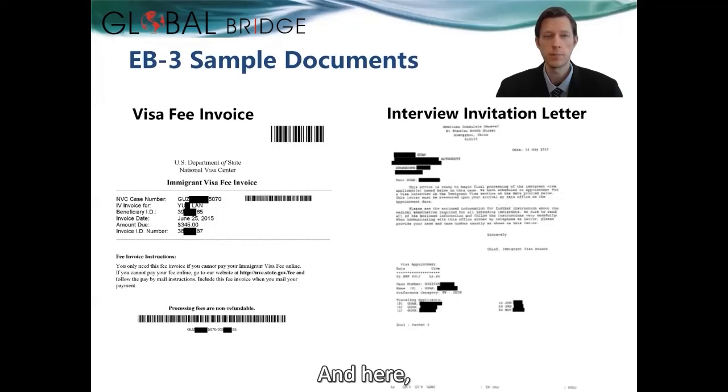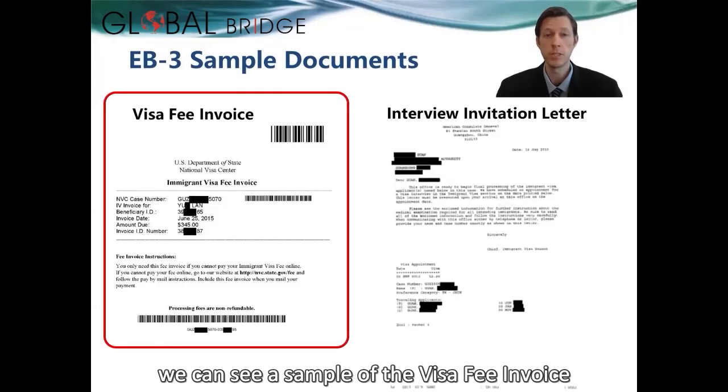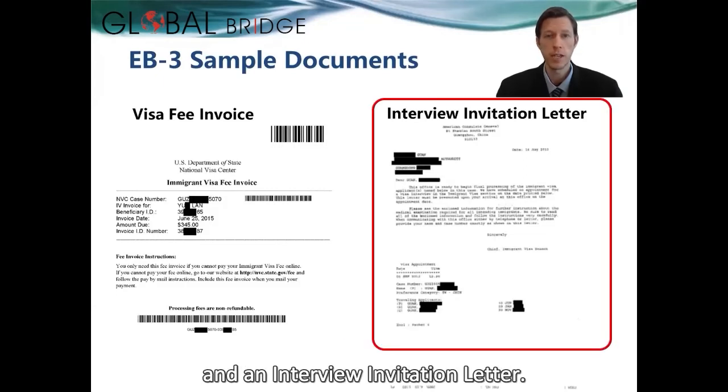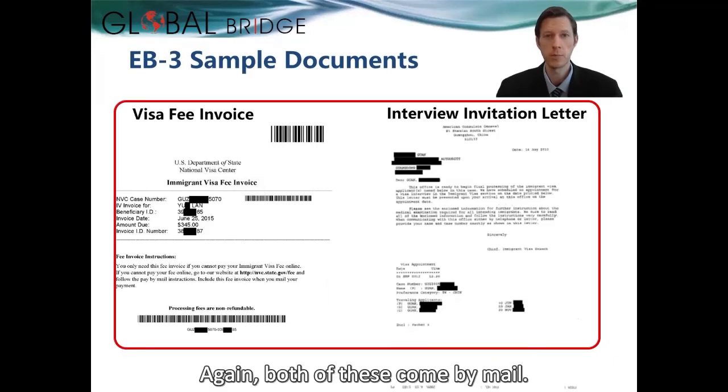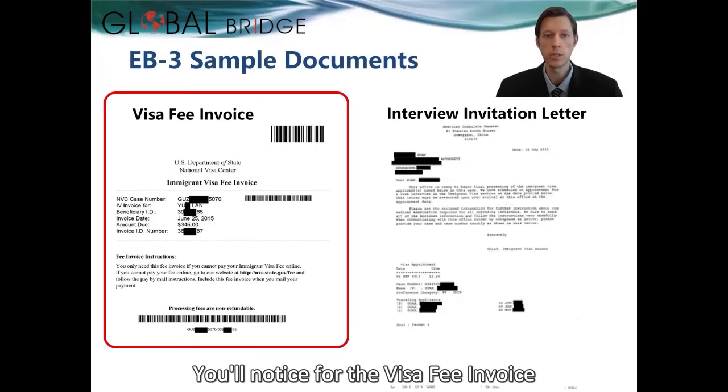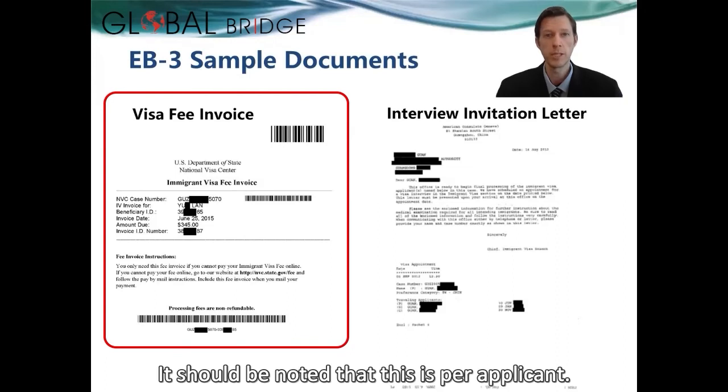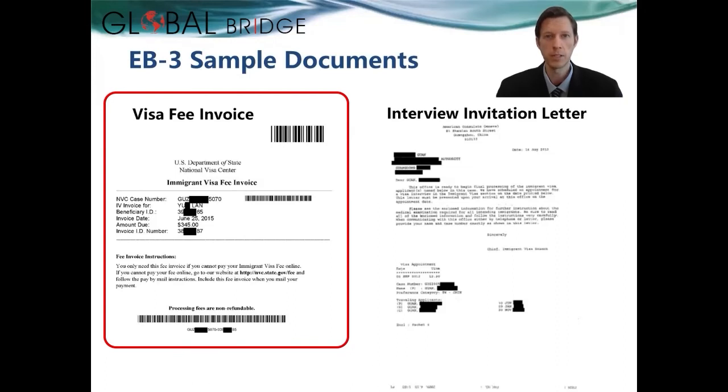And here, we can see a sample of the visa fee invoice and an interview invitation letter. Again, both of these come by mail. You'll notice for the visa fee invoice that the cost is $345. It should be noted that this is per applicant. In other words, for a family of 4, the total cost will be $1,380.